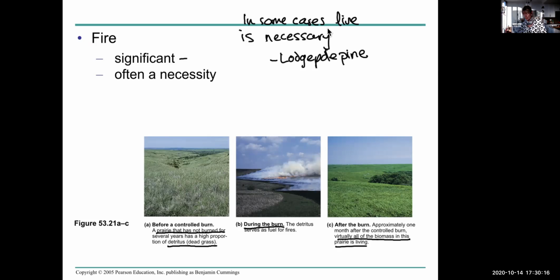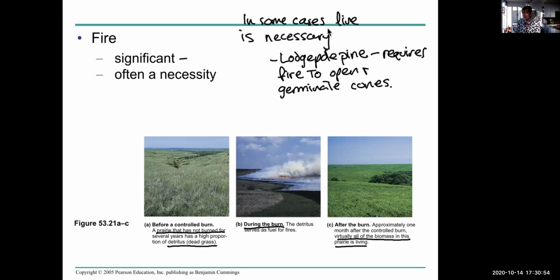It also is called a shore pine in some cases. And it requires fire to open and germinate the cones. So some of the cones, they require fire. So fire is not always a man-made thing or a human-induced thing. Sometimes fires occur quite naturally by mostly lightning.